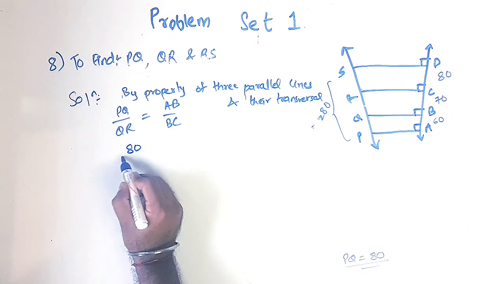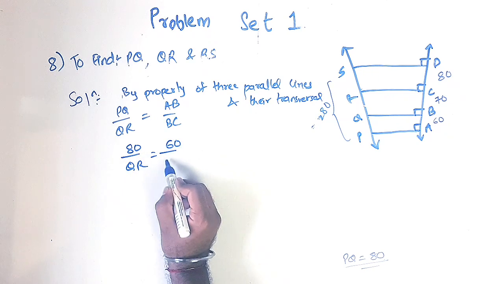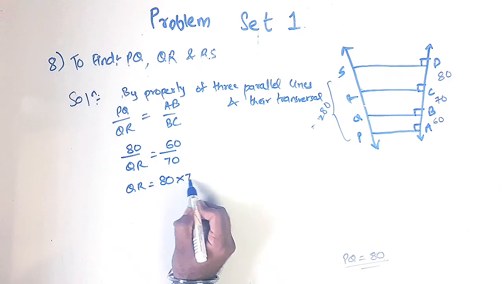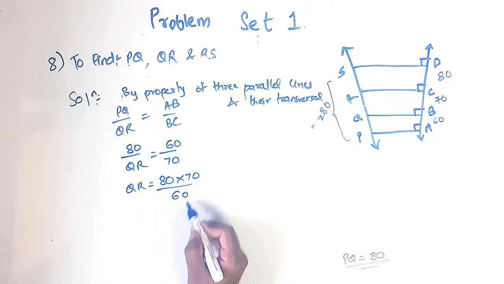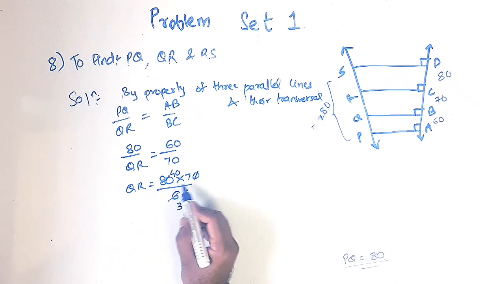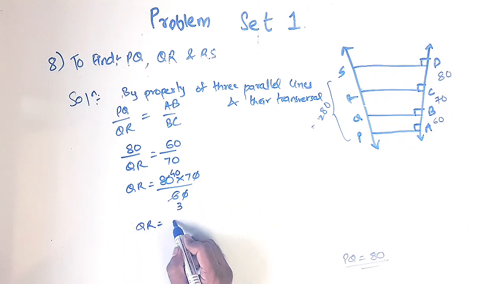PQ is 80, QR we don't know, AB is 60, BC is 70. So just simply cross multiply. QR is equal to 80 into 70 by 60. The zeros I can cancel. 6, I'll cancel this by 2. 2 3s are 6, 2 40s are 80. So you got here 4 7s are 28. QR is equal to 280 upon 3. Now I'll keep this in fraction form.